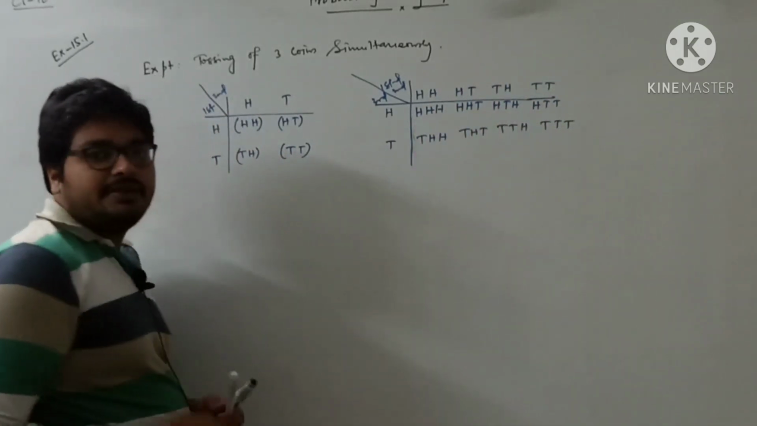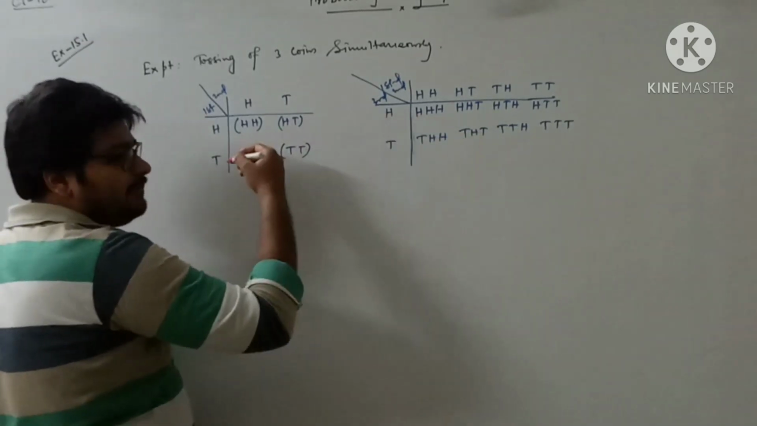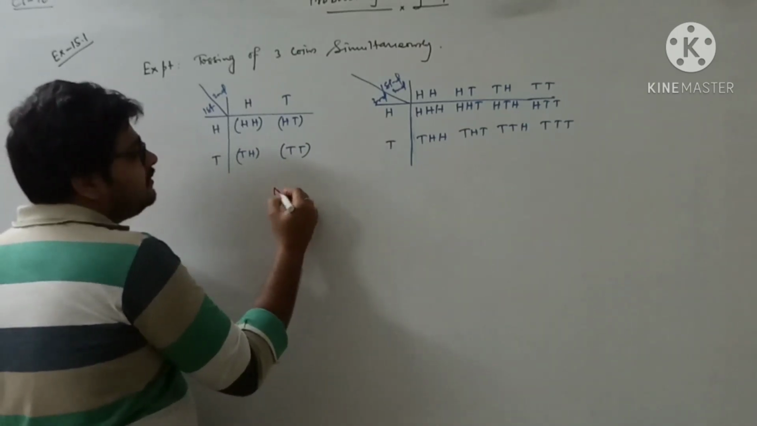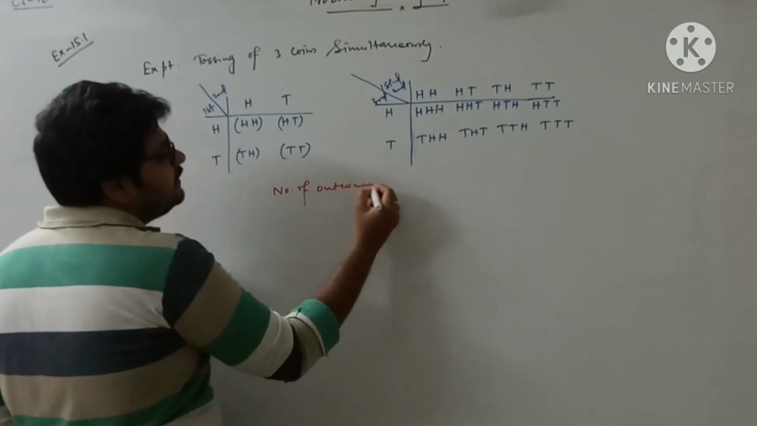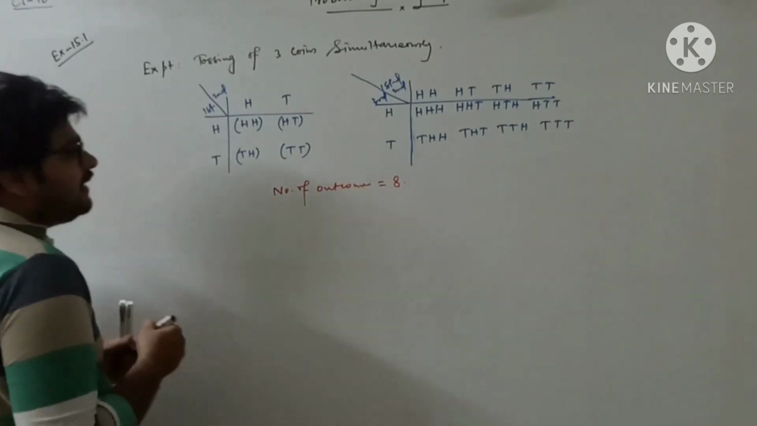Total how many are coming? 8. So what will we write here? This is actually the sample space. We are not writing it again, already explained. So the number of outcomes is 8.